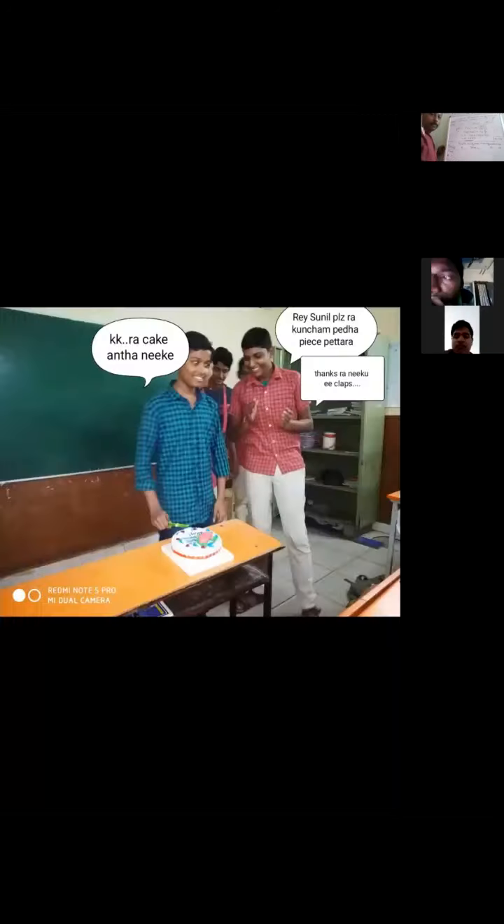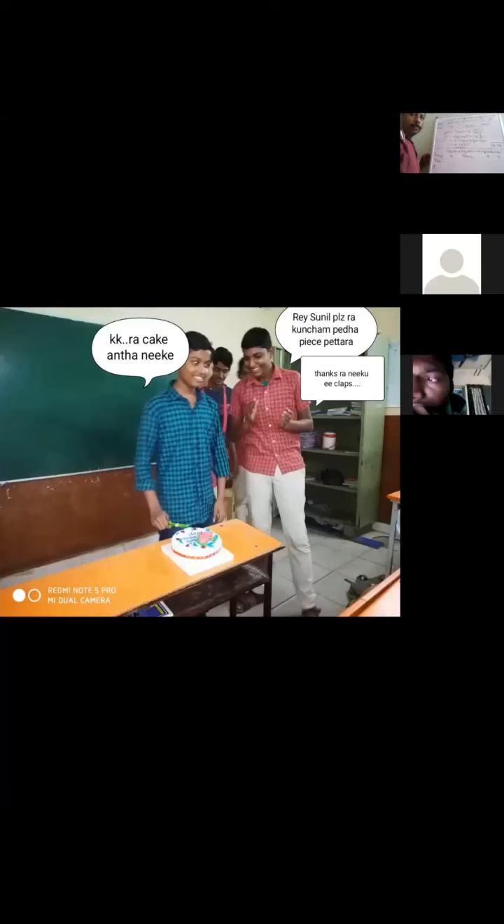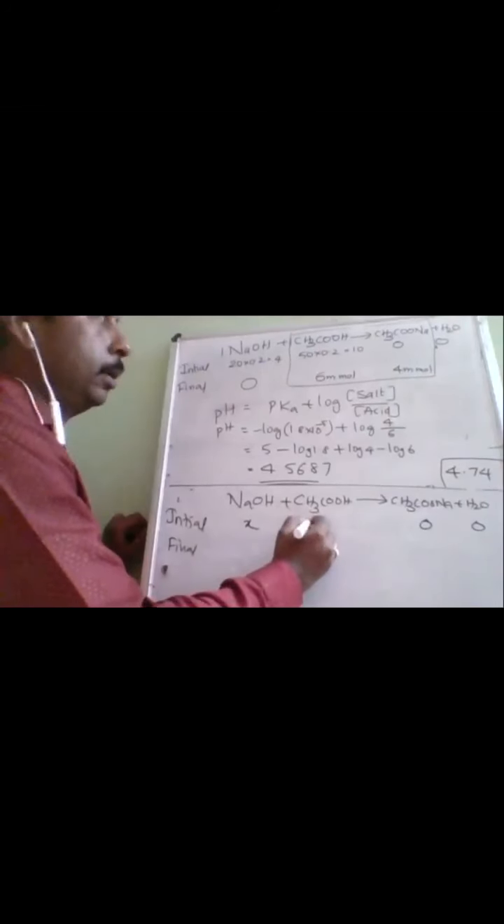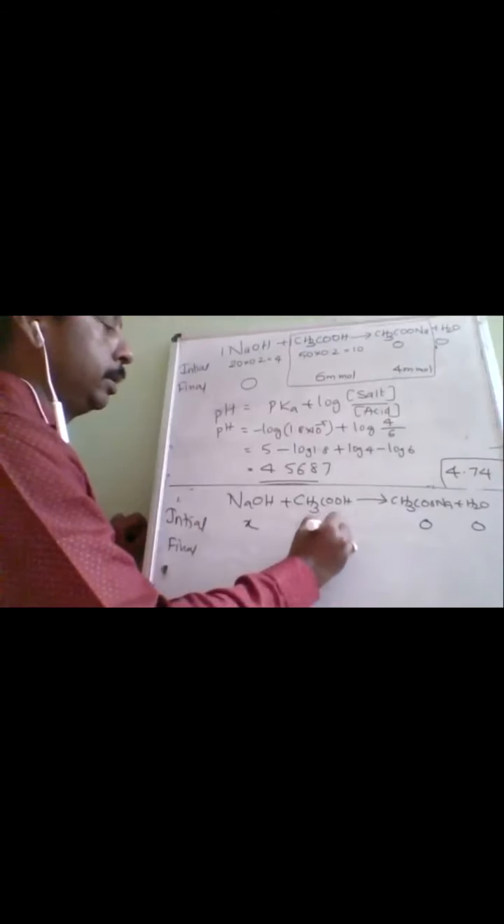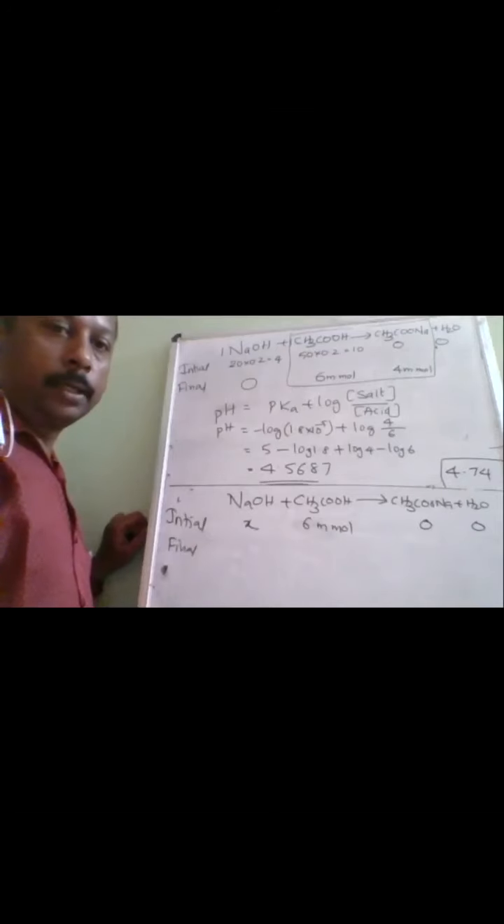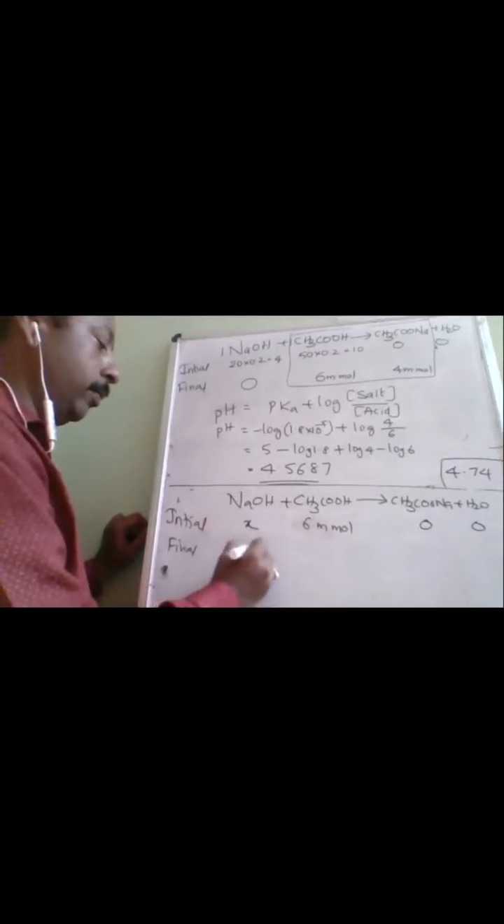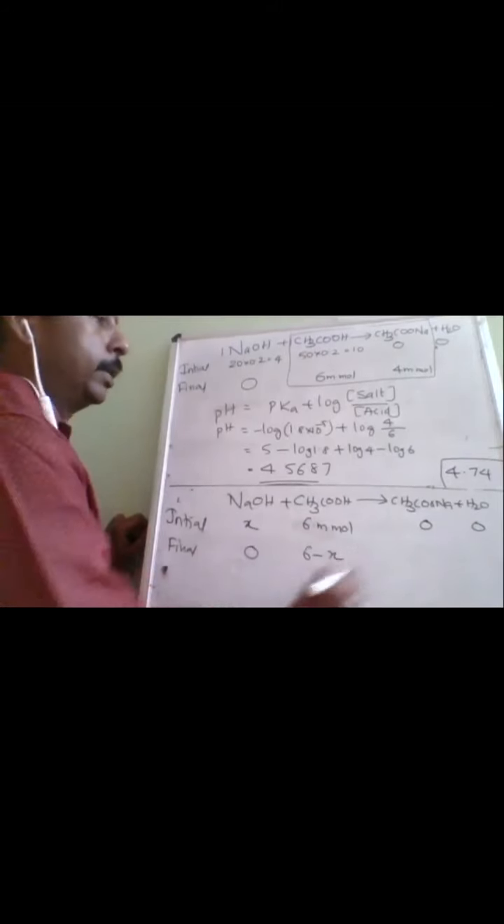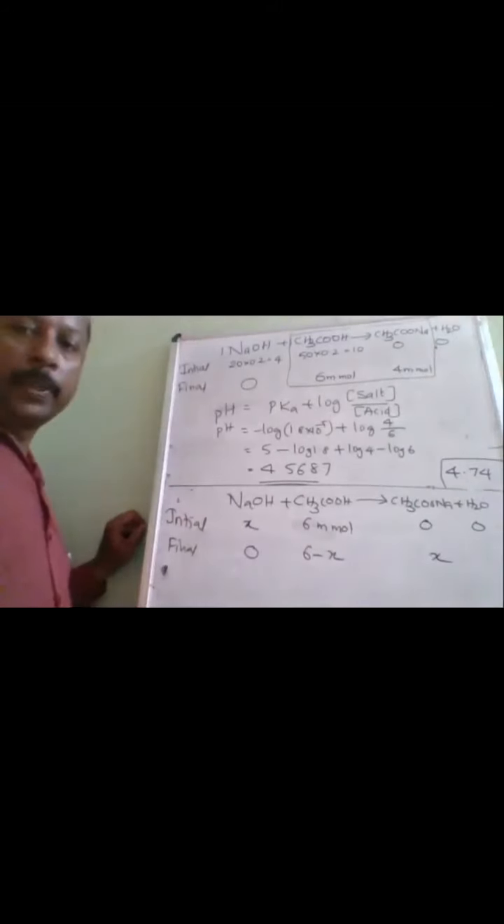Finally, it has to be a buffer, so what will you do? You will just subtract. This we have already calculated: 6 millimoles. Previously we calculated that value, and we are using it here. So it is going to be 0 for the base, and 6 minus X for the acid. Here it is X.